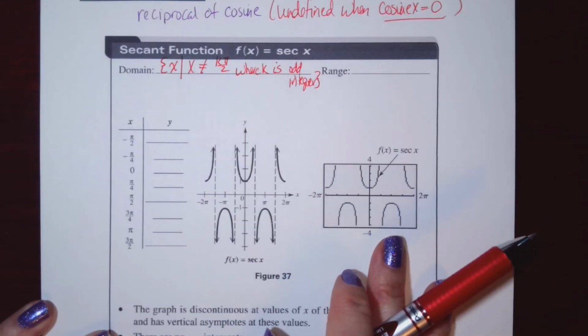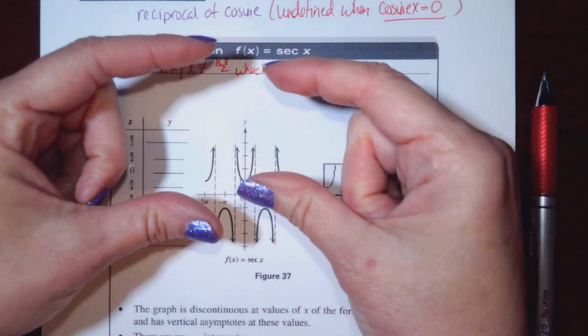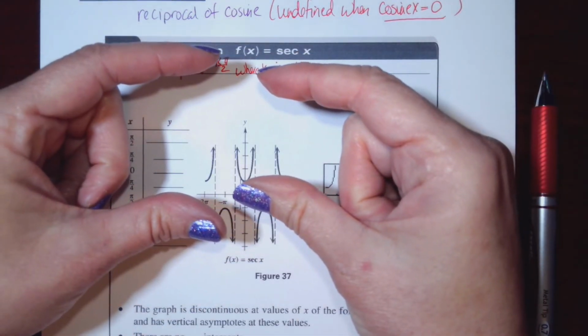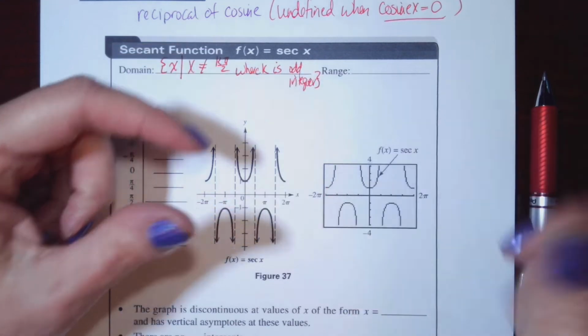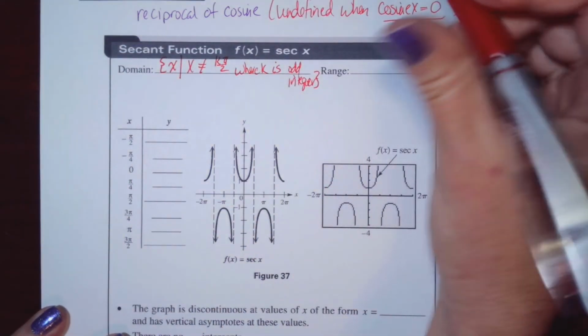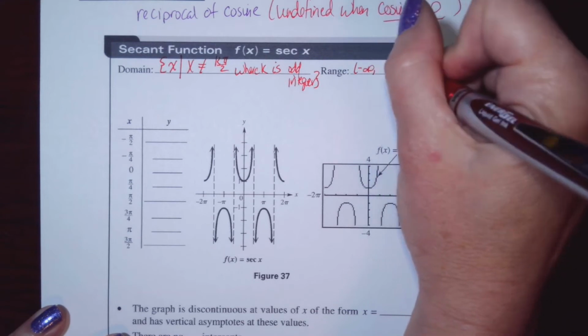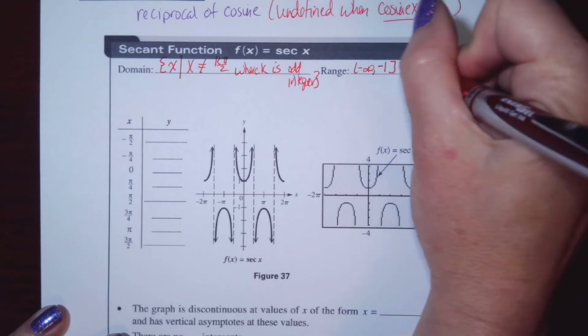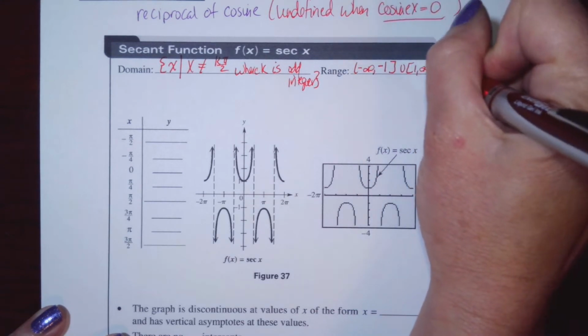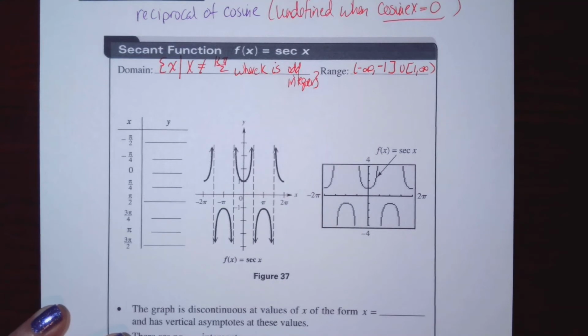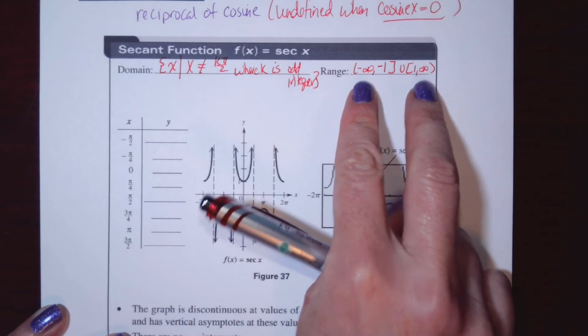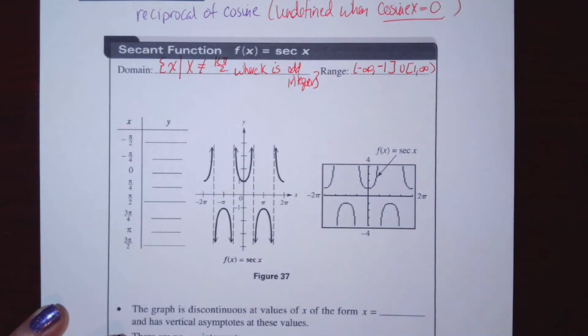Range of cosine is the middle, -1 to 1. Range of secant and cosecant is the rest of it, the outside: -infinity to -1 or 1 to infinity. Cosine and sine, their range is the middle. Secant and cosecant, their range is the ends, everything except that middle.